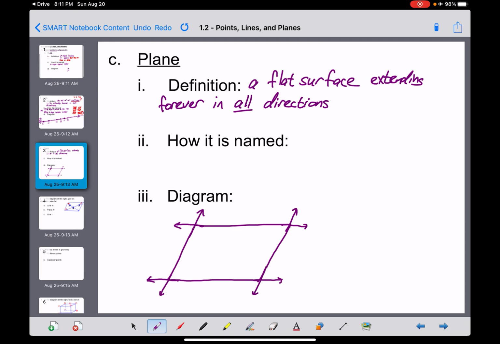So that's the way I would do it. Nobody else does. Okay, so that's what a plane looks like. Now, how it's named is going to tie back in with the diagram here. A plane can be named in one of two ways, just like a line.